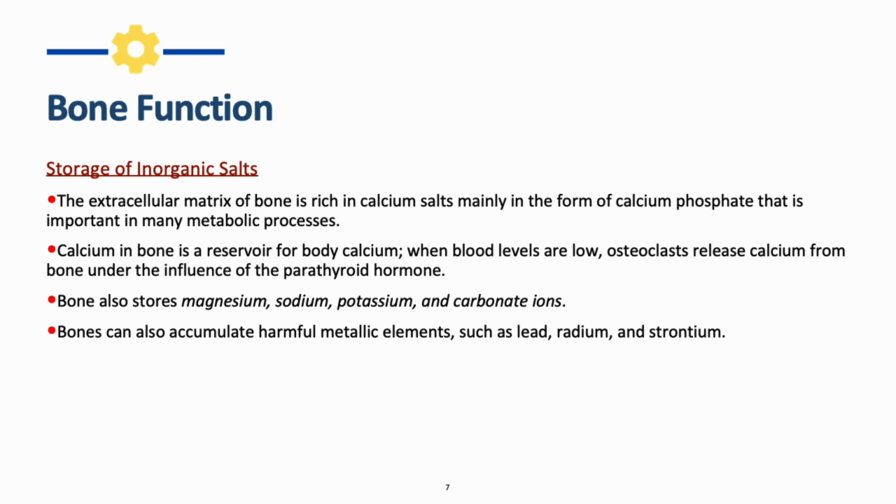Bone also, to some extent, acts as a filter for the blood, and bone will store some harmful elements that can be found in the bloodstream, such as lead, radium, and strontium. Individuals that are exposed to these chemicals often will see an increase in these metallic elements in their bone tissue, and it takes a while to clear them from the body once they're stored in the bone.